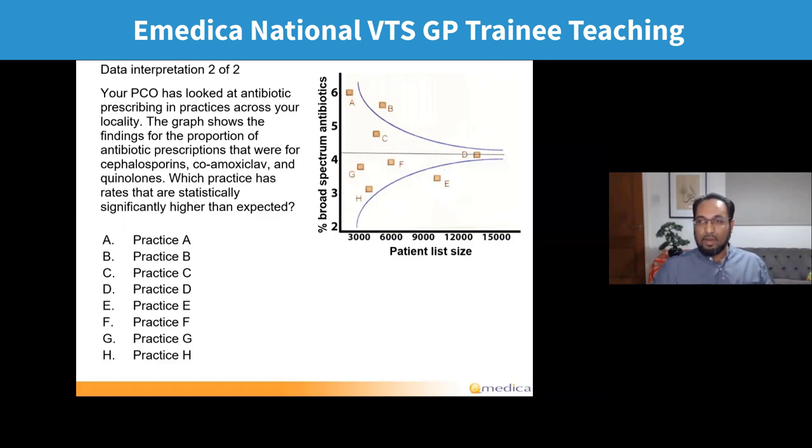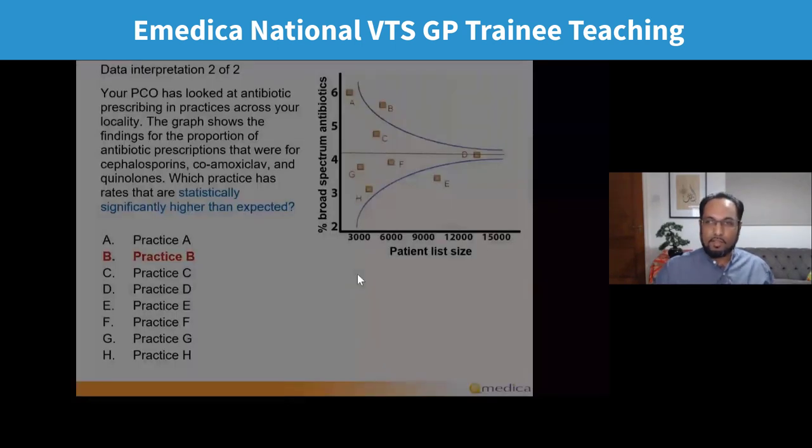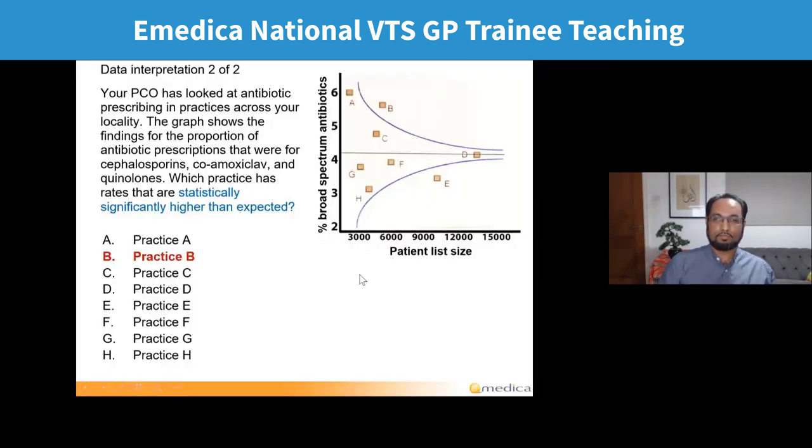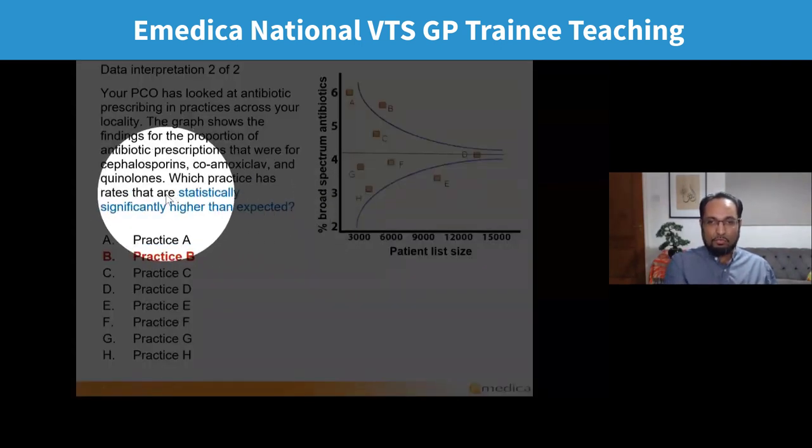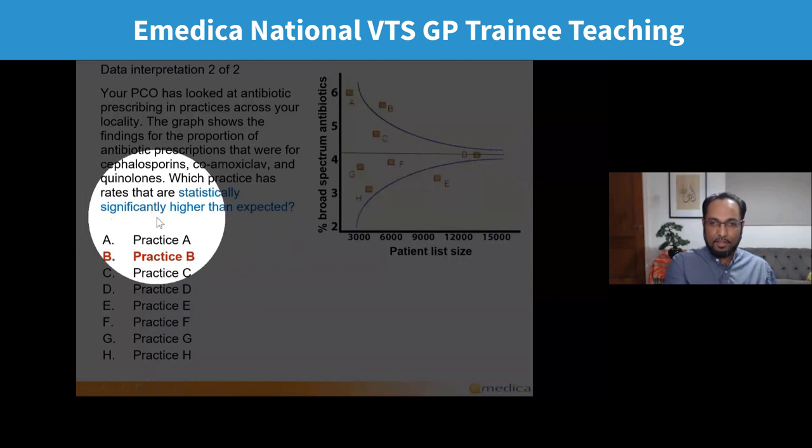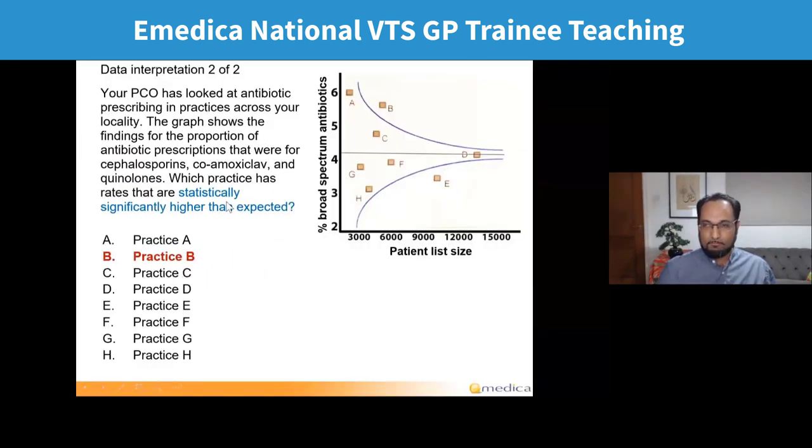So popular answers here were A and B, practice A and practice B, okay? Practice A was the most popular by a huge margin. More than half of you picked practice A. About 30% picked practice B. So the correct answer here is practice B, okay? The key thing here is this key word. It says, which practice has rates that are statistically significantly higher than expected, okay?